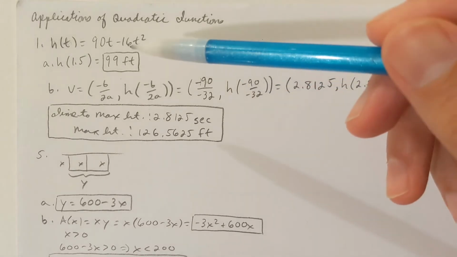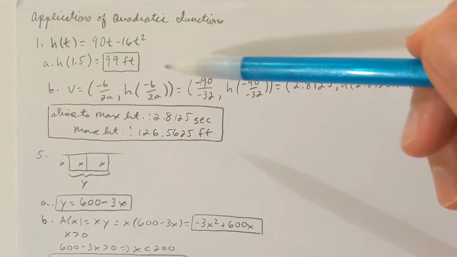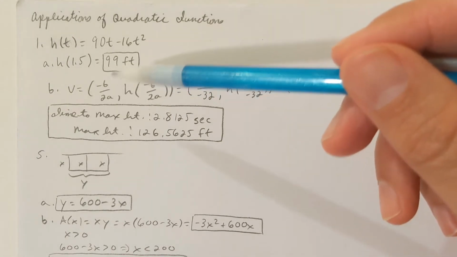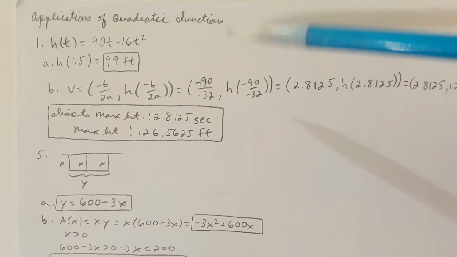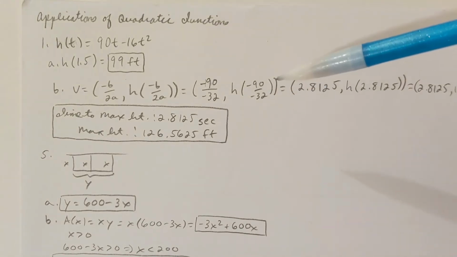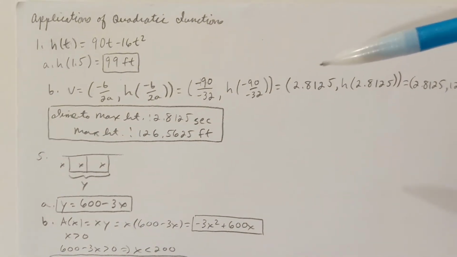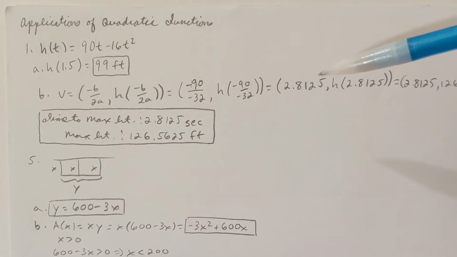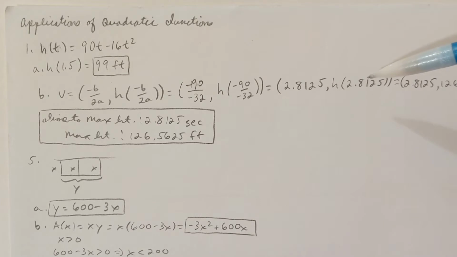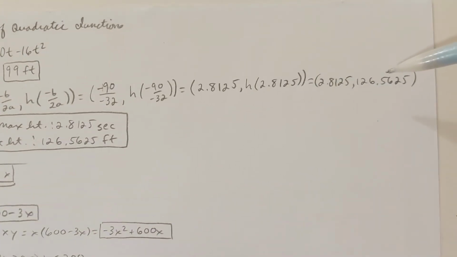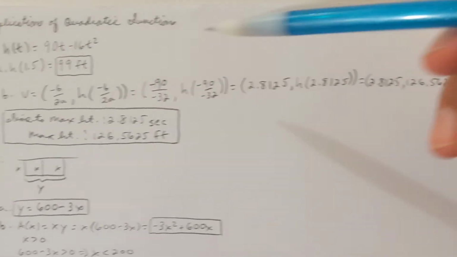B is negative 90, negative b, divided by 2a. 2 times negative 16 is negative 32. And then I want h of that. Okay, negative 90 over negative 32 gives me 2.8125. That's exact. And then h of 2.8125 gives me 126.5625. I plug that in there.